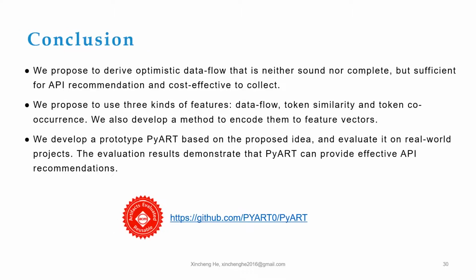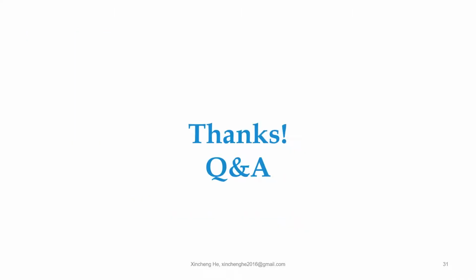To summarize, we derive optimistic data flow that is neither sound nor complete, but sufficient for API recognition and cost-effective to collect. And we use 3 kinds of features: data flow, token similarity, and token co-occurrence, and also develop a method to encode them to feature vectors. We develop a prototype PyART based on the proposed idea and evaluate it on real-world projects. The evaluation results demonstrate that PyART can provide effective API recognitions. This concludes my talk. Thank you very much for listening.